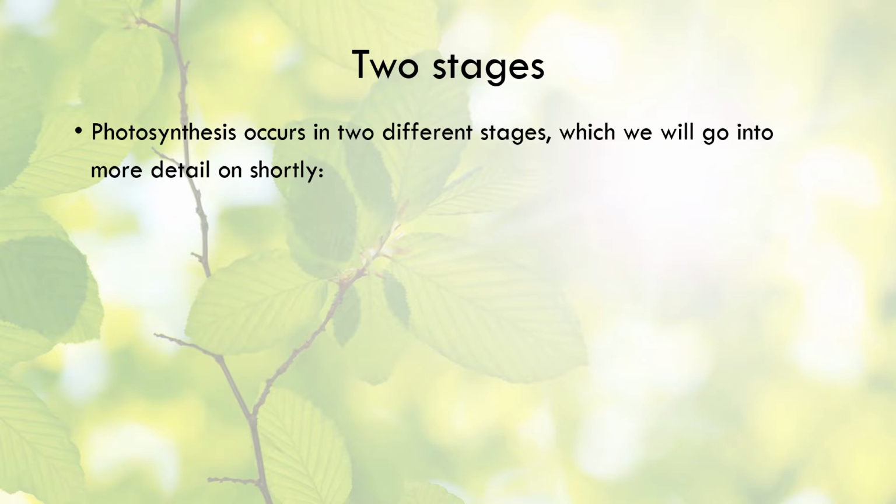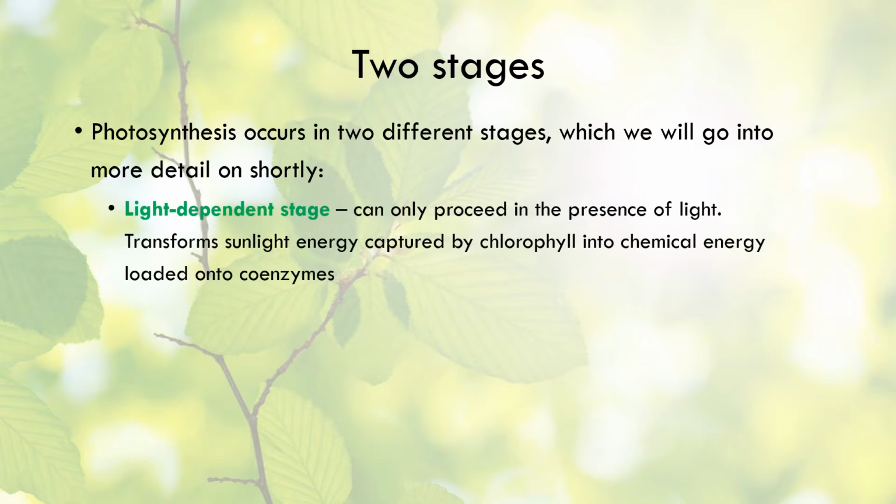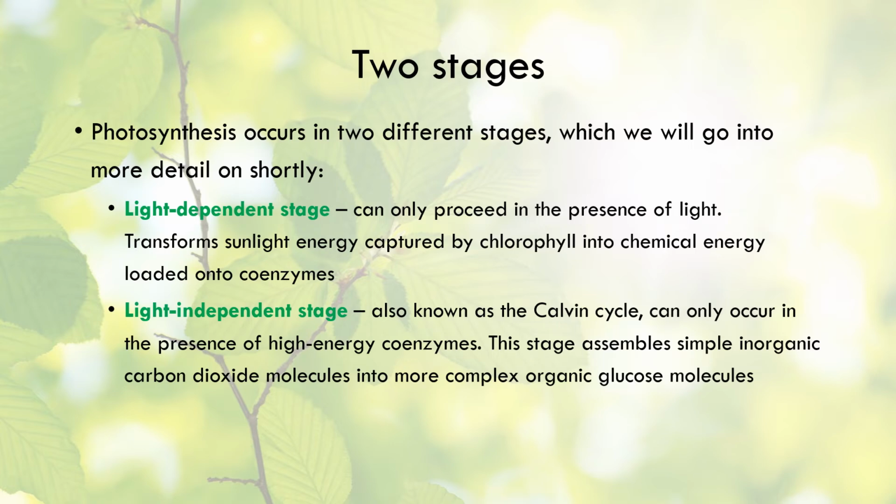Okay, as I've touched on, photosynthesis occurs in two different stages, and we'll go into these in a bit more detail in a moment. We have our light-dependent stage, and this can only proceed in the presence of light. So it must have sunlight to be able to capture that energy and convert that wavelength of light into chemical energy, and that's being transferred via electrons into the coenzymes. Those coenzymes are then pushed through to the light-independent stage.